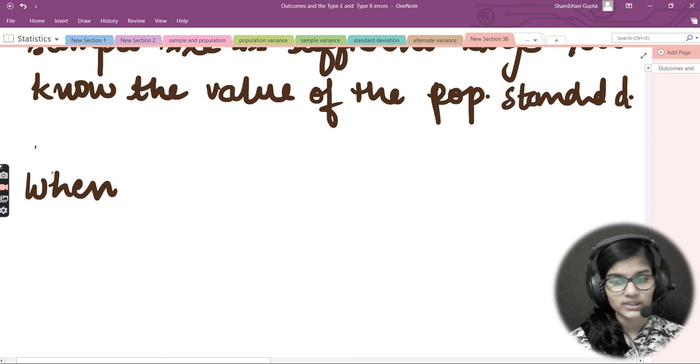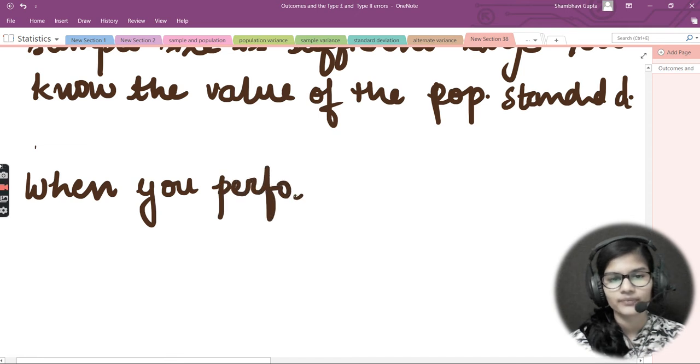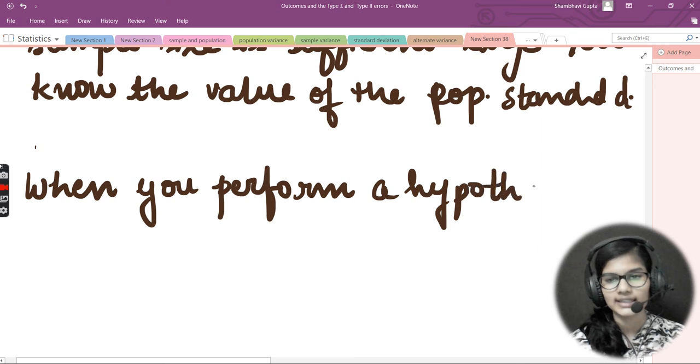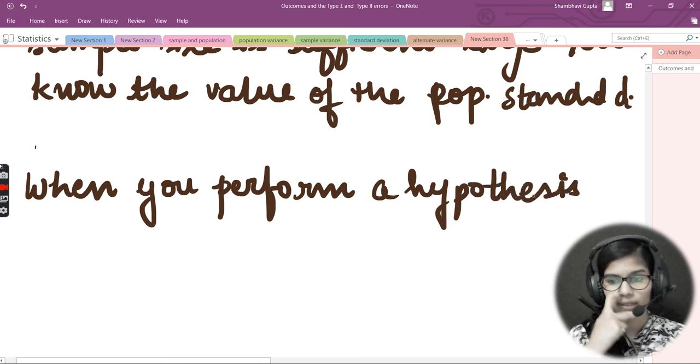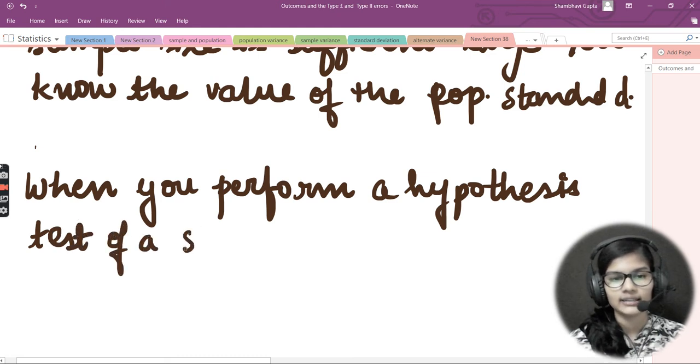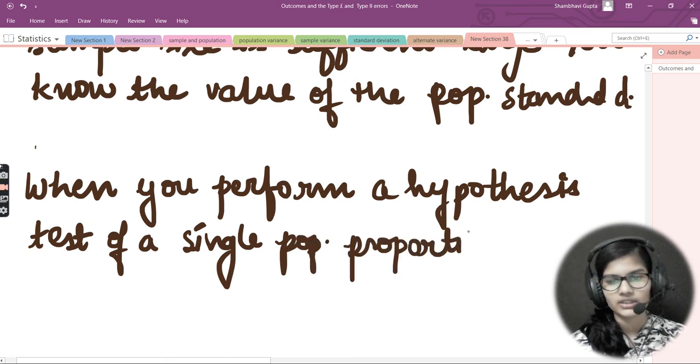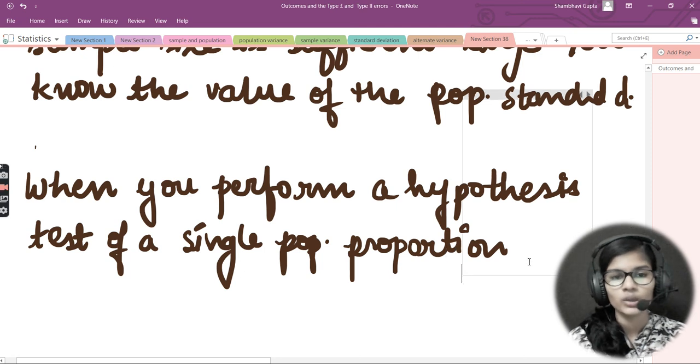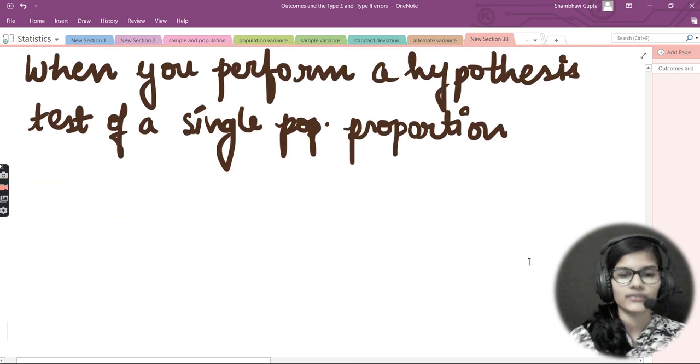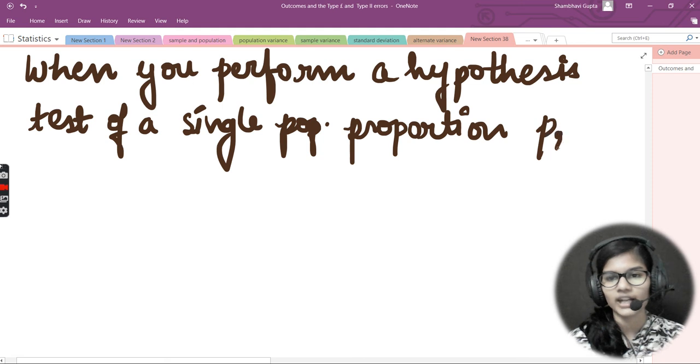Above was the mean, now is the proportion, right? So I will just add here that when you perform a hypothesis test of a single population proportion, denoted by P, right?